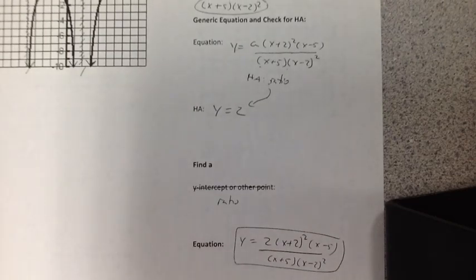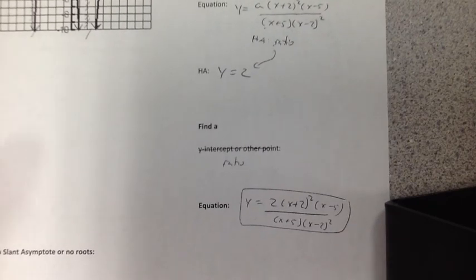All right. Now, in part 2, we're going to take a look at what if we have a slant asymptote or no roots. So please make sure you go back there and check those.